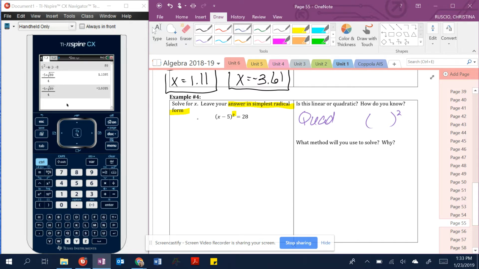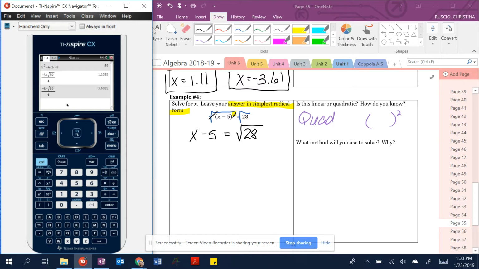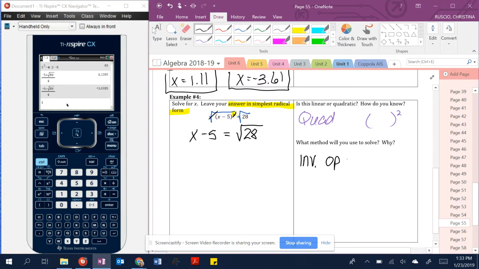Instead, we are going to use taking the square root of both sides. What happens when we do that? Well, we get x minus 5 alone, because we did that to cancel those out. And we get x minus 5 equaling the square root of 28. So what method did we use? We used inverse operations because it was written in the inverse operations form. Something all squared equaling a number. It was in that form.